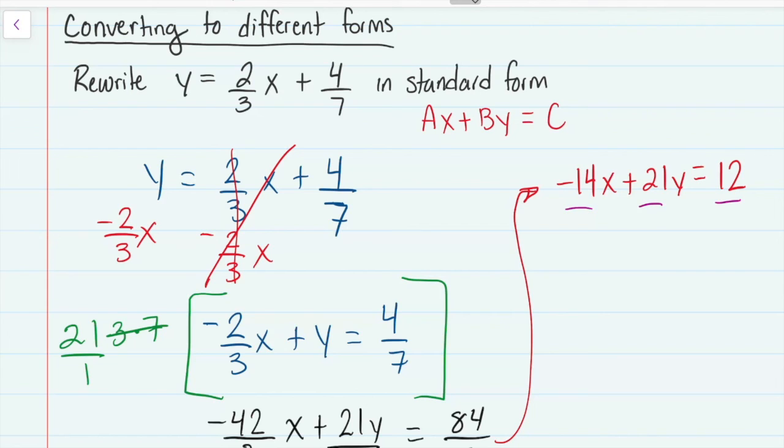The x and the y are on the same side, and the number, the constant, is on the other side. And that's how you turn it into standard form. There you go.